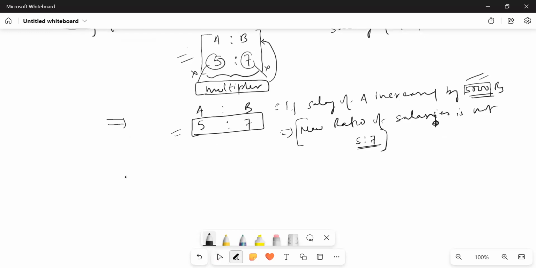The one piece of information given is that A's salary has been increased by 5,000 rupees, which is in the original number system. Why am I telling you original numbers? Because salary must be told in rupees. So this is the ratio, which is the reduced format, and this 5,000 is the original format. With 5,000 rupees, the salary of A has been increased. So now tell me, what would be the new ratio of A and B? Can we calculate that?